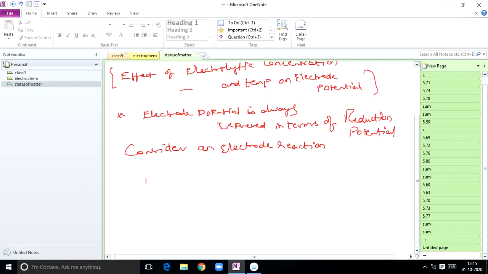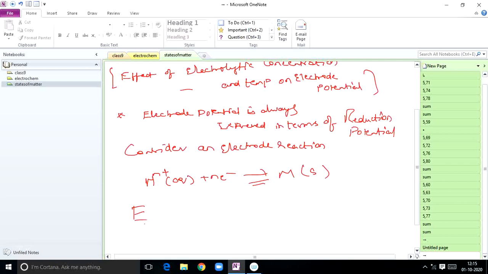Here, Mn+ aqueous plus n electrons gives rise to M, the metal in solid state. So the electrode potential at any concentration is measured with respect to the hydrogen electrode. Generally, if you want to measure electrode potential, you have to take the hydrogen electrode into consideration. So the formula is given.